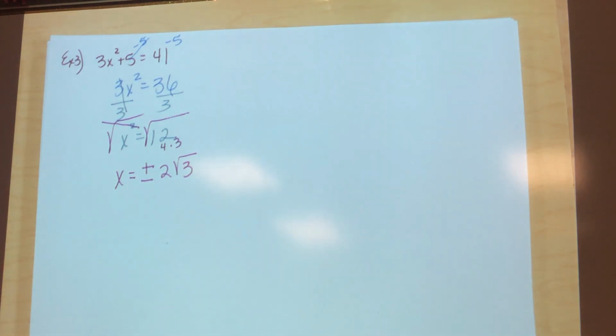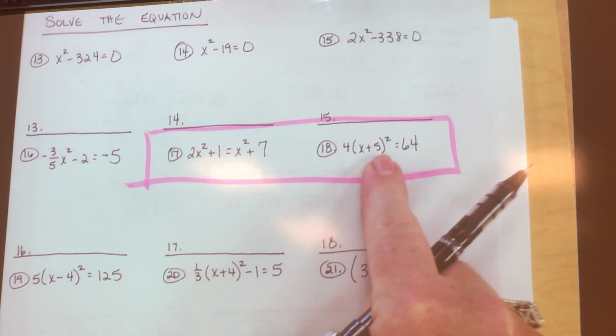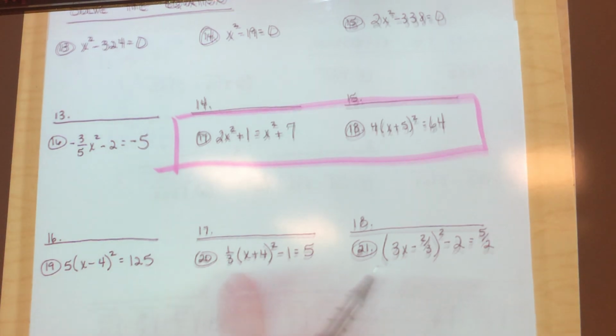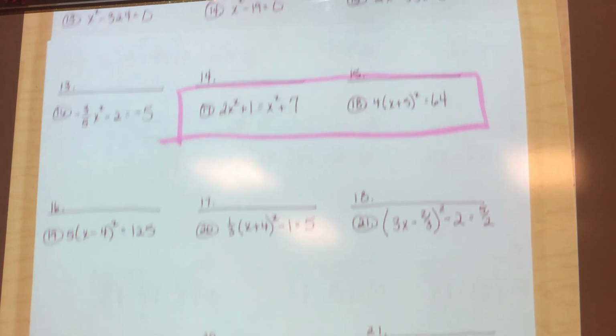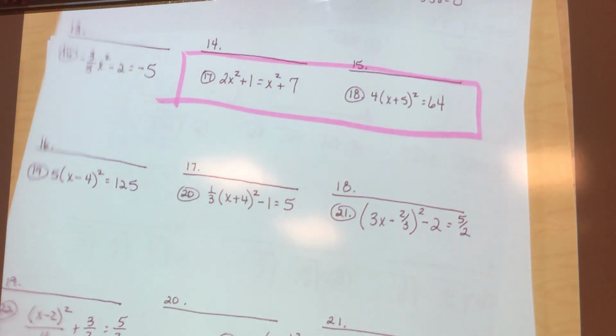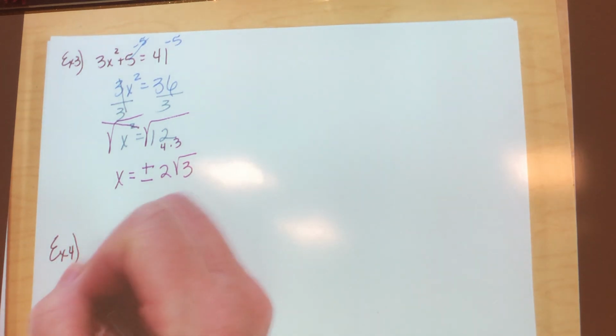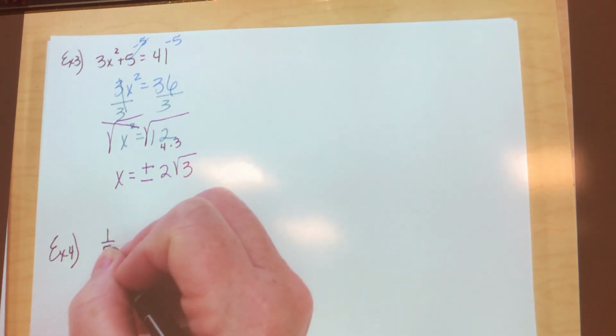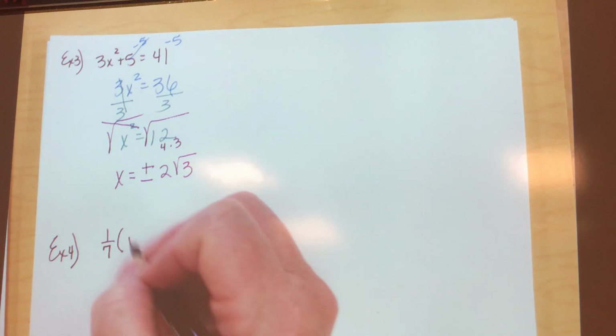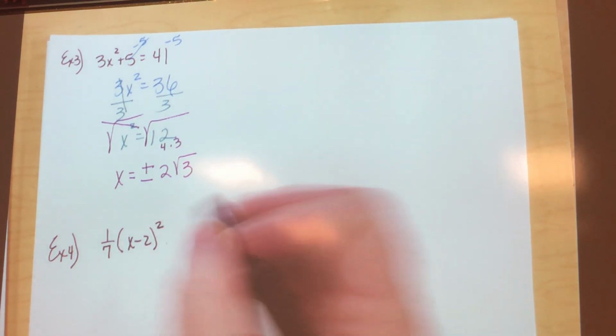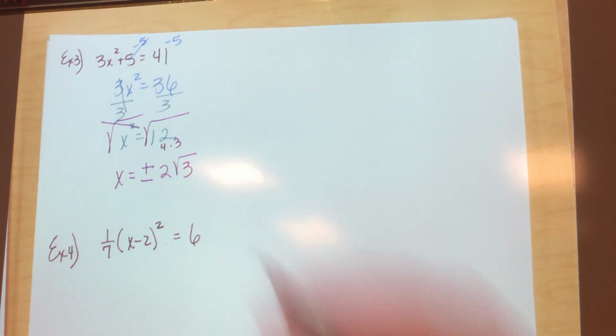All right, so look at these other ones. Do you see 18, 19, 20, 21, 22, 23, 24, all of those? So, let's do one like that. Example 4. Mine's going to look like this. 1/7 times x minus 2 quantity squared equals 6.